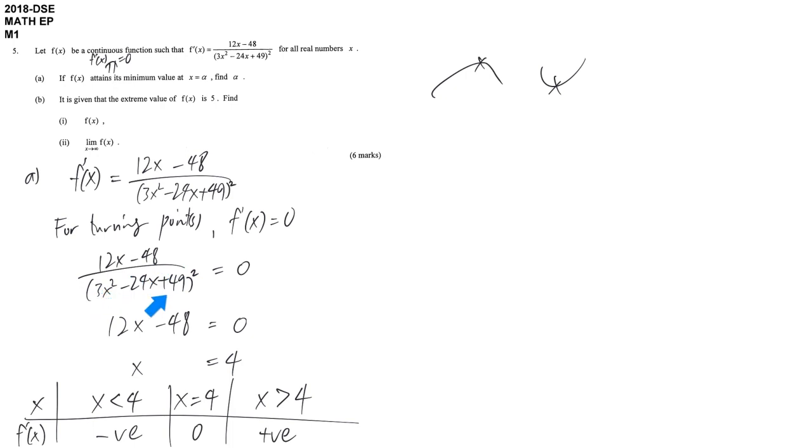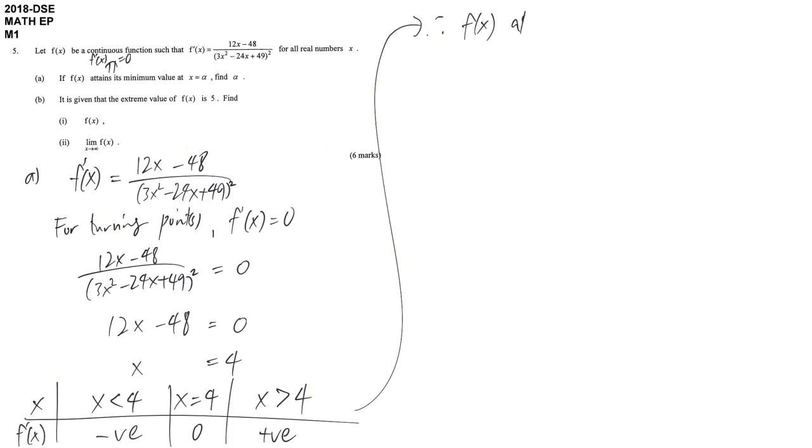One more point, the slope function is valid for all real values of x, which implies that this part cannot be equal to 0. After the table, we can make the conclusion that f(x) attains its minimum. Since it goes down first and then stops and then goes up again, that's why it is a minimum at x equal to 4, and then in the question they say that at x equal to alpha, that means alpha is 4.